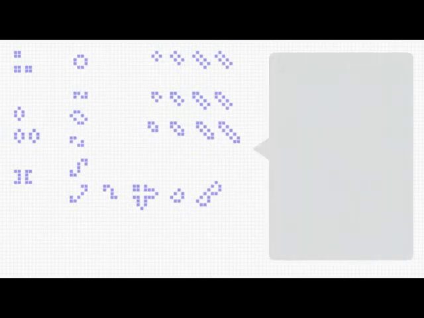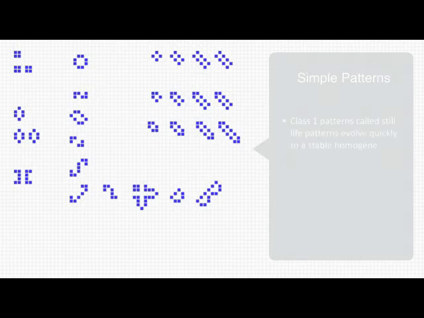So let's input a starting condition and run the program to see what we get. This pattern is called still life, for obvious reasons. Its product is probably the most simple class of pattern, called Class 1, where nearly all of these patterns evolve quickly into a stable, homogeneous state, and any randomness in the initial pattern disappears.